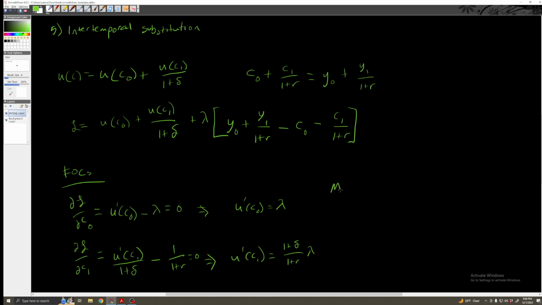And then the marginal rate of substitution tells us how we're willing to trade between the two goods, and we want the ratio of the marginal utility of the consumption to be equal to the marginal cost of the consumption in those two periods.